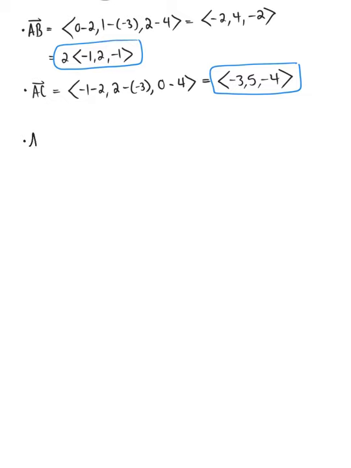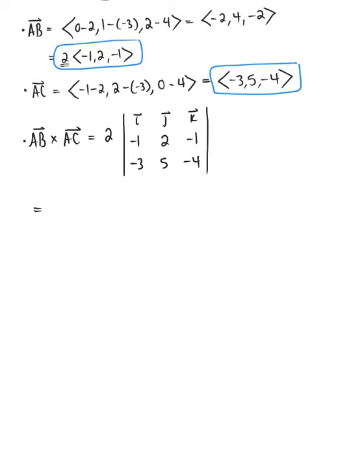So here we go. We want to find the cross product of vector AB with vector AC. Now, don't forget about that scalar multiple of 2 in front. So we'll keep that on the outside of the determinant of our 3 by 3 matrix. So the second row is defined by the components of the vector AB, -1, 2, -1. And our third row is -3, 5, -4. And again, just be careful with your scalar multiple. We've got to keep that 2 on the outside of everything.